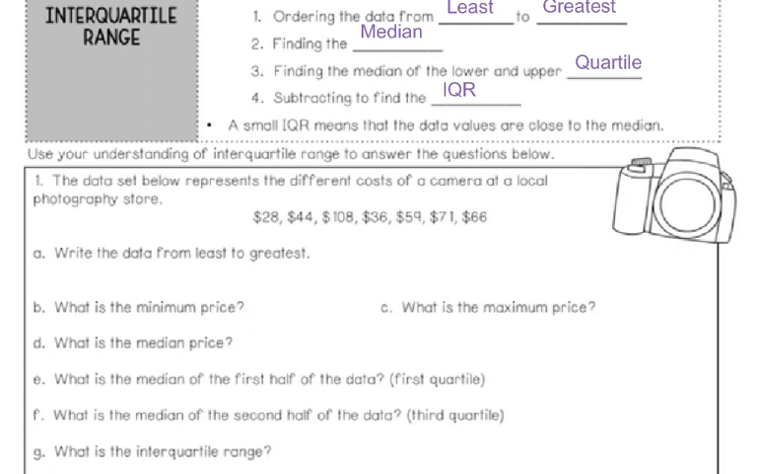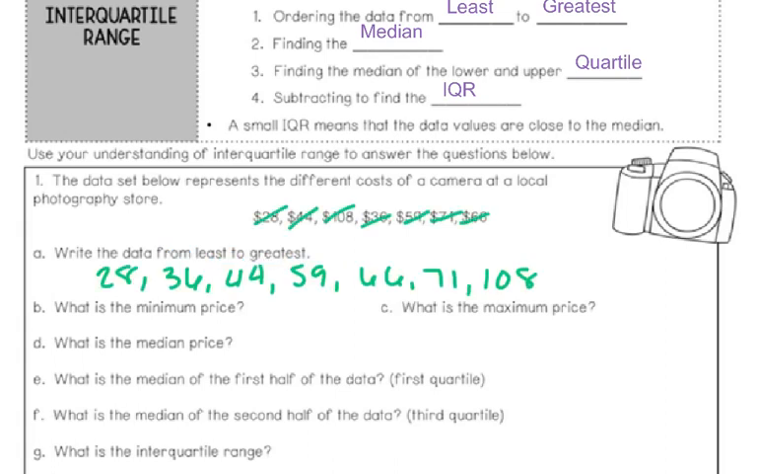Number 1 says the data set below represents the different costs of a camera at a local photography store. We have 28, 44, 108, 36, 59, 71, 66. And here it lists some of our steps out. First, we're going to write the data from least to greatest. As I'm ordering numbers from least to greatest, I like to cross them off in my data set to make sure that I'm including them all in my new order. I also like to just count to double check that I have the right amount of numbers from the data set when I have ordered them. Here there were 7, here I've got 7. So in order from least to greatest, they start at 28 and go to 108.